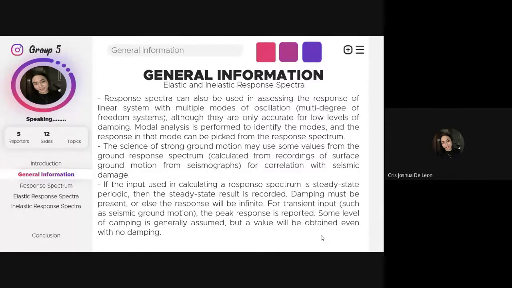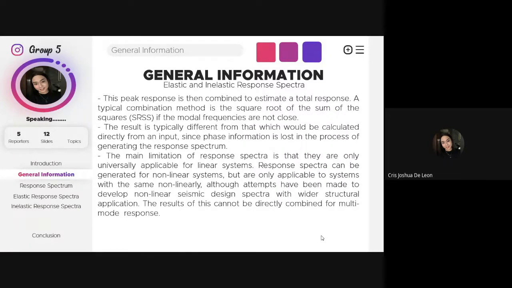And if the input used in calculating a response spectrum is a steady state, periodic, then the steady state result is recorded. Damping must be present or else the response will be infinite. For transient input, such as seismic ground motion, the peak response is reported. Some level of damping is generally assumed, but a value will be obtained even with no damping. This peak response is then combined to estimate a total response.